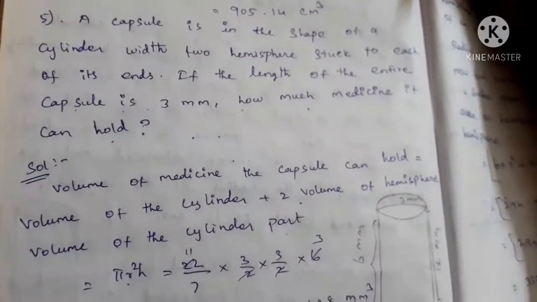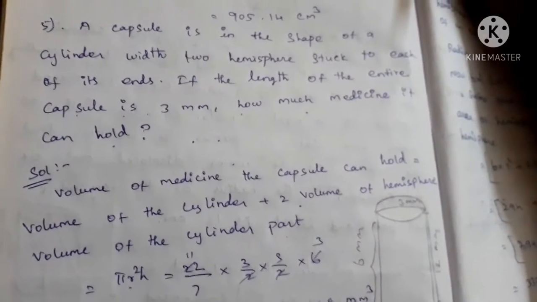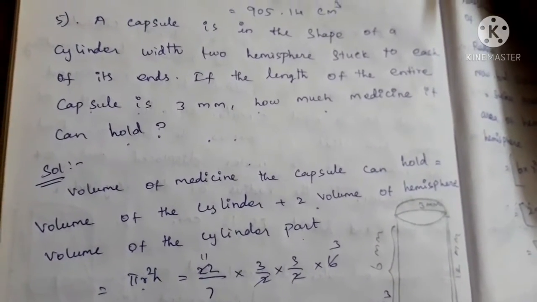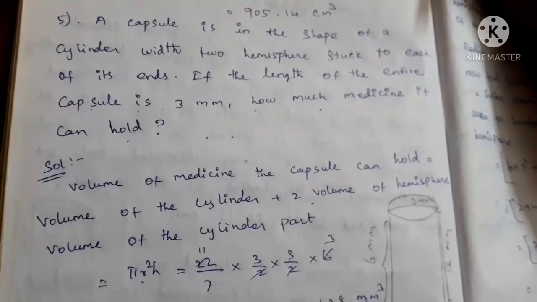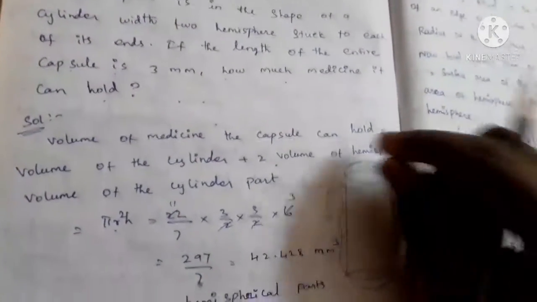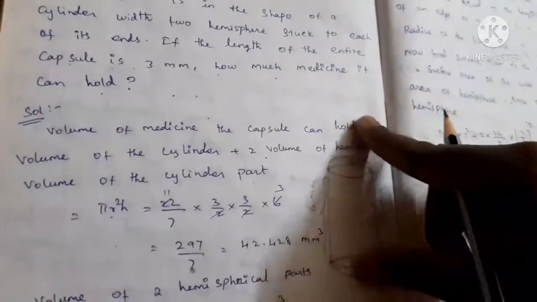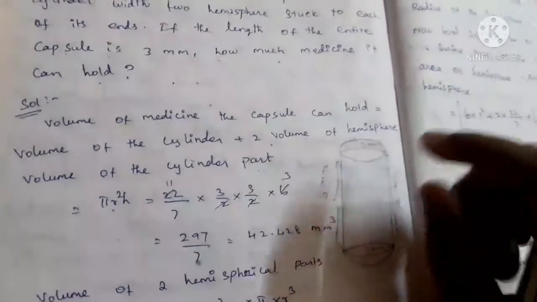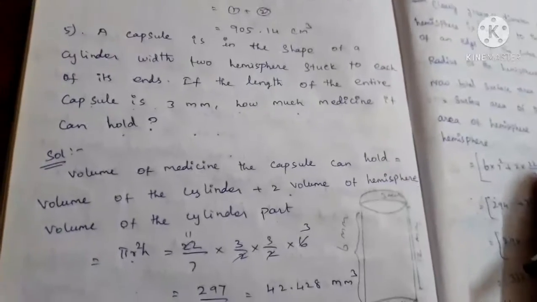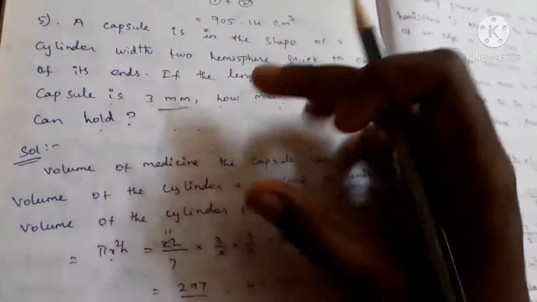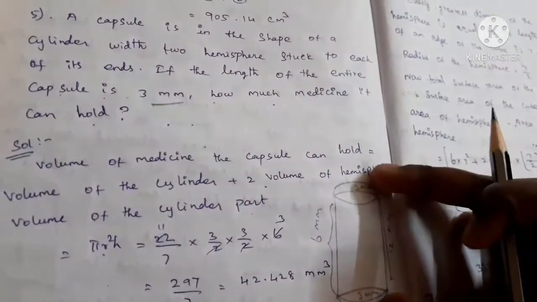Okay, fifth question. A capsule is in the shape of a cylinder with two hemispheres stuck to each of its ends. If the length of the entire capsule is 3 millimeter, how much medicine can it hold? They've asked. It will be looking like a tube, a cylinder with a hemisphere attached at each end. The total length is 3 millimeter, they have given.